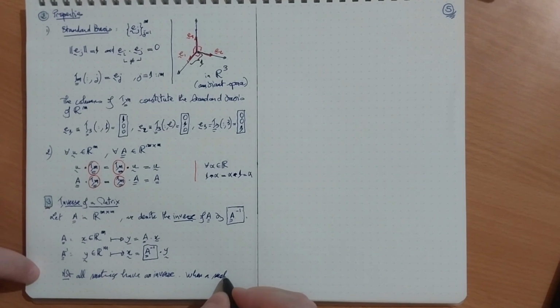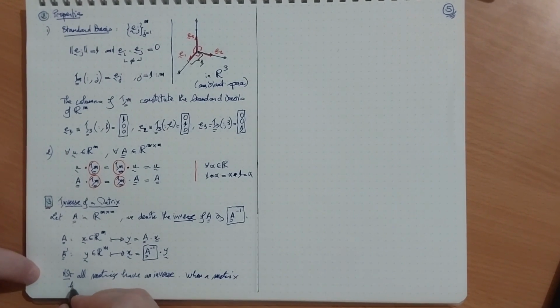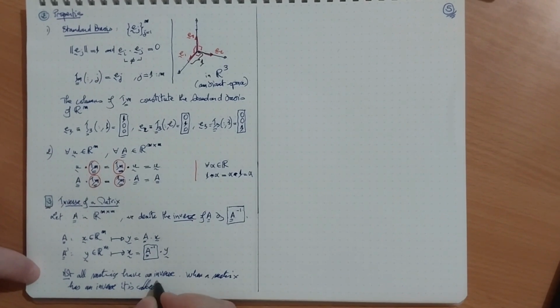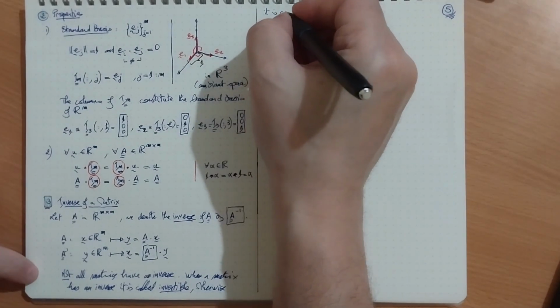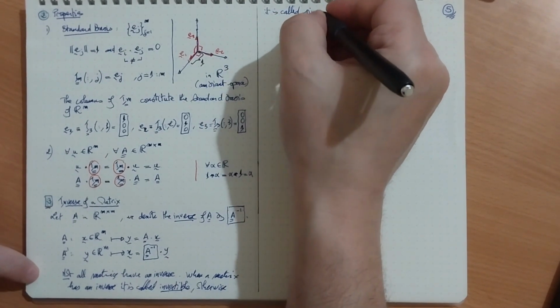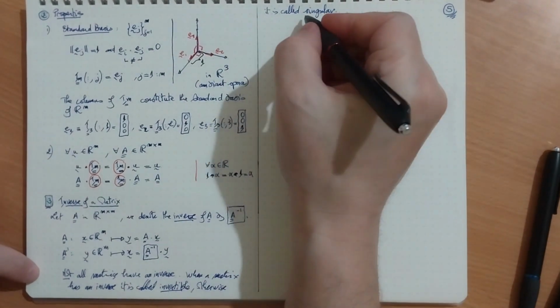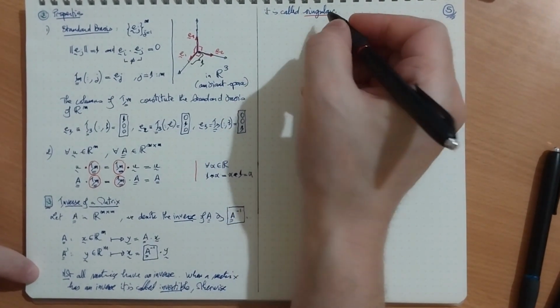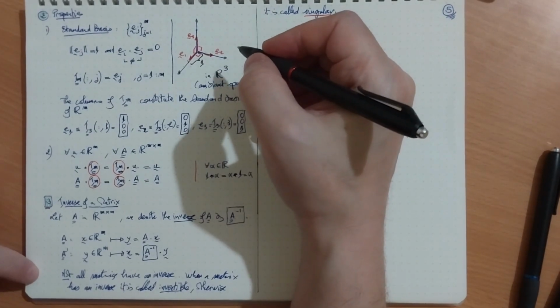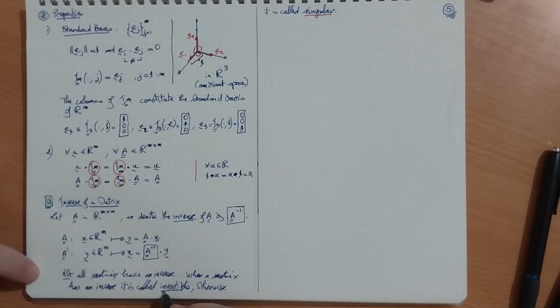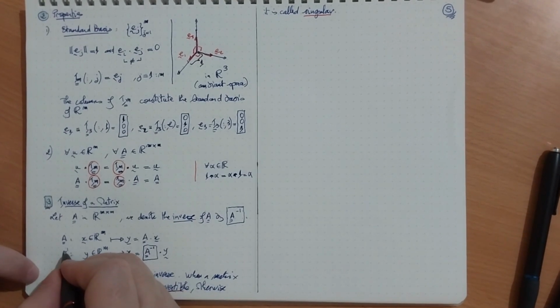When a matrix has an inverse, it is called invertible. Otherwise it is called singular. So a singular matrix has no inverse. The inverse linear mapping does not exist. And if it is invertible, it has such a matrix, A minus 1.